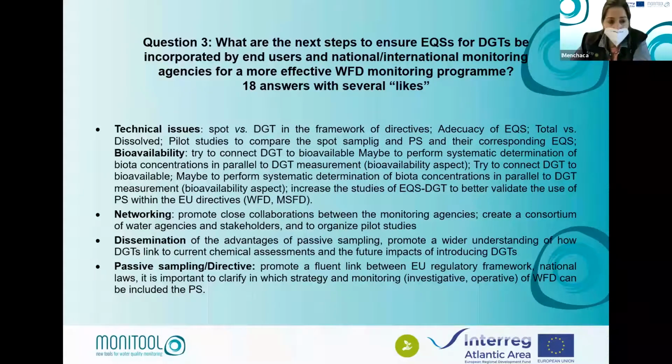And finally, the last group was in relation to the passive sampling in the context of the directive, in order to promote a fluent link between the European regulatory framework and the national laws that were mentioned in the previous breakout session groups, because we consider that it's important to clarify in which strategy and monitoring, if it's investigative, operative, of the water framework directive, this technique, this passive sampling, can be included.